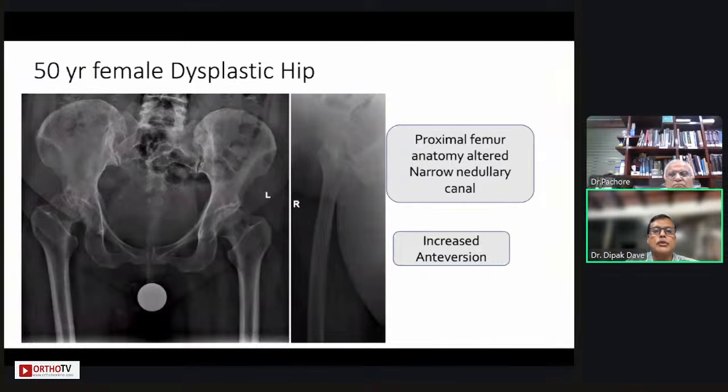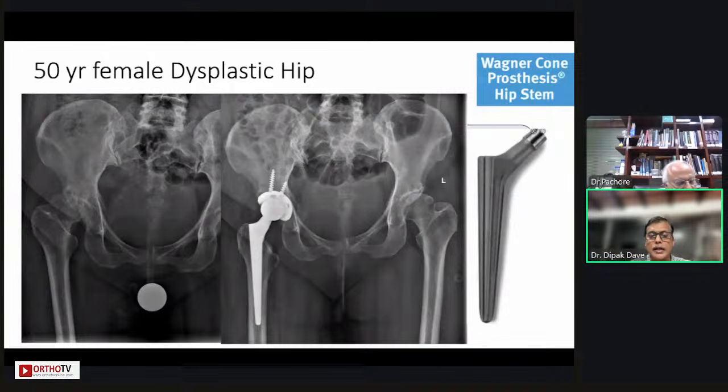So 50-year-old female dysplastic hip, proximal femur anatomy altered, narrow medullary canal, increased anteversion. So which is the best stem? With the other type 2 stems or type 3 stems or Corail kind of stems, it is very difficult to adjust the version. Whereas if you use a cone Wagner, which is a cylindrical type 5A, you can rotate the whole stem according to the version which is needed, so that you get your offset and your abductor tension right.